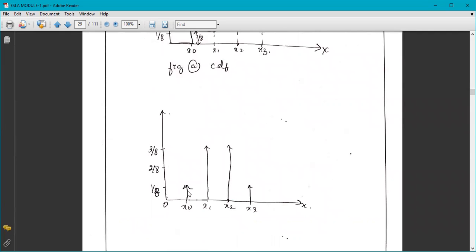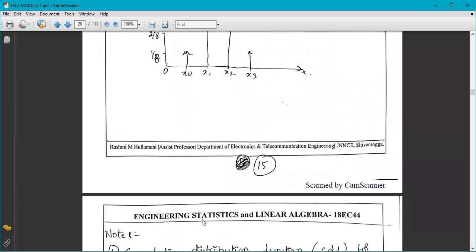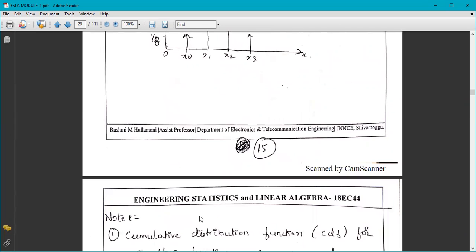Okay, x0 equals 1/8, x1 is 3/8, x2 is 3/8, x3 is 1/8. Plot the graph. We are plotting the CDF and PDF graphs.